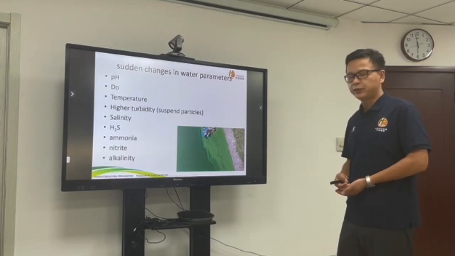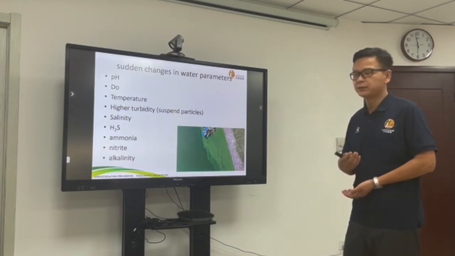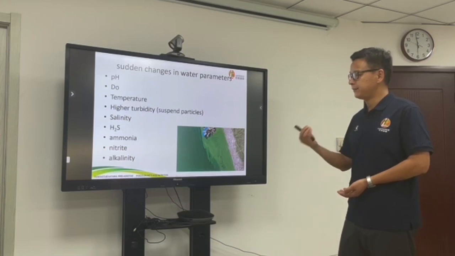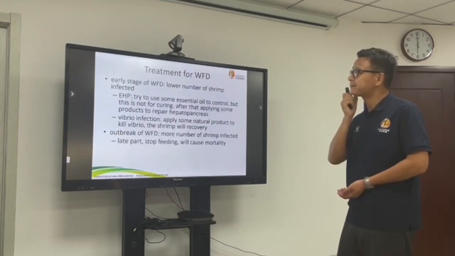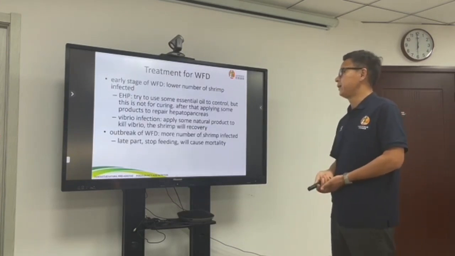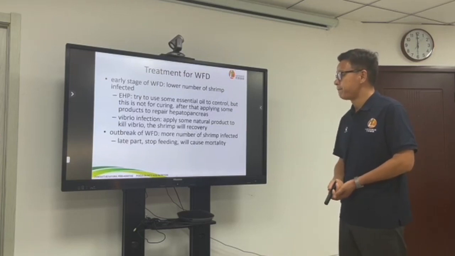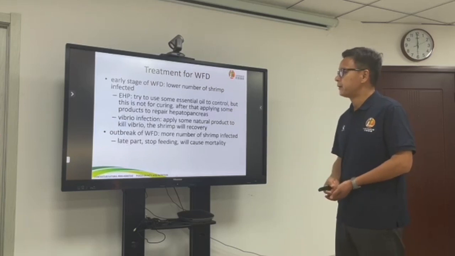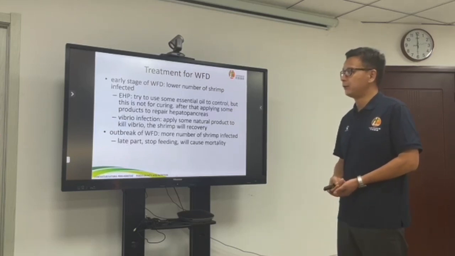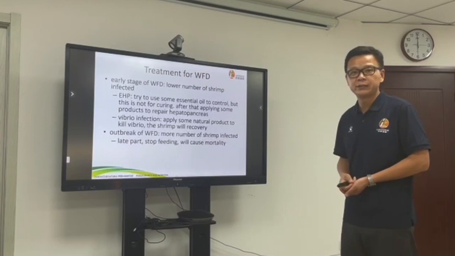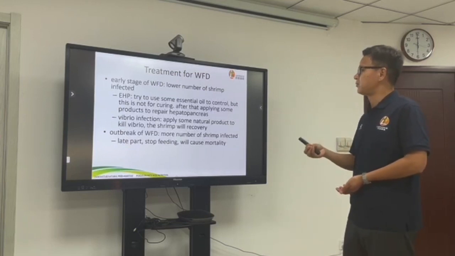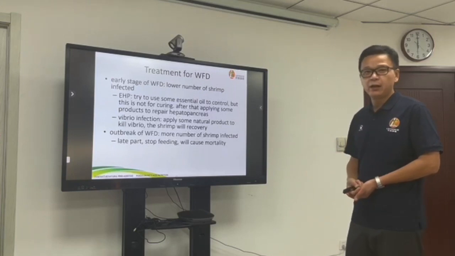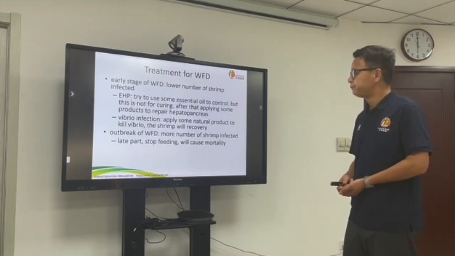Ammonia and nitrite are very, very common. I think most of our friends know how to test them and what the safe range is. For the treatment of wet feces, it's very important that you monitor the shrimp daily. Once you find your shrimp have wet feces at the beginning, maybe only a few, you must find out what the reason is. Is it due to EHP, Vibrios or protozoa?